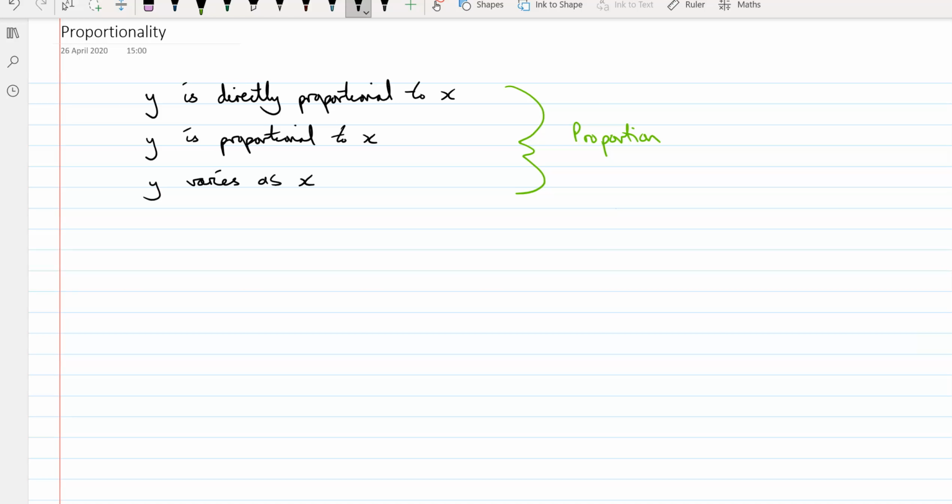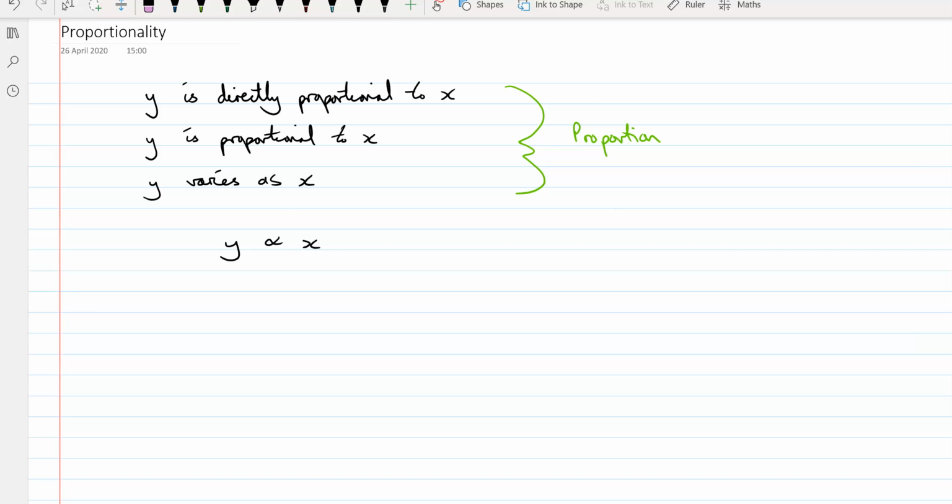When you read these questions and see that y is directly proportional to x, we write y, then this funny little alpha sign that looks like a little fish, then x. So this proportional bit is represented by this symbol. It might say varies as, or it might say directly proportional.